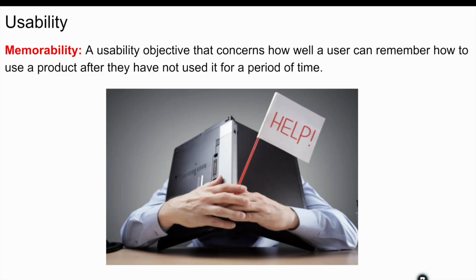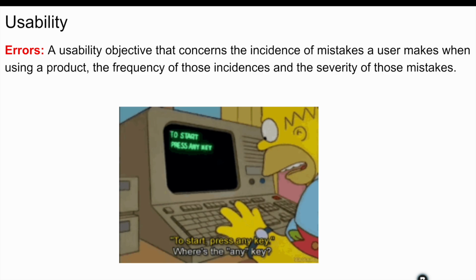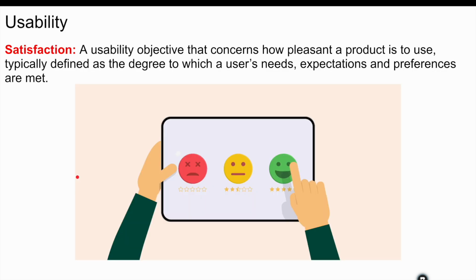was designed to do. Memorability is a usability objective that concerns how well a user can remember how to use a product after they have not used it for a period of time. Errors are a usability objective that concerns the incident of mistakes a user makes when using a product. The frequency of those incidents and the severity of those mistakes are also considered. Satisfaction is an objective that concerns how pleasant a product is to use, typically defined as the degree to which a user's needs, expectations, and preferences are met.